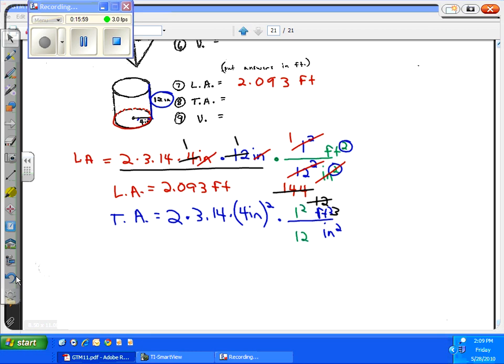One foot is 12 inches, but we square them. It becomes a 1 and a 144. You're going to lose that name square inches, but that square still goes on the 4. That's the area of the top and bottom, because we had 2 times the area of the bottom. And then we would have to add our lateral area to that, 2.093 feet. So we're going to have 2 times 3.14 times 4 square, divided by 144.